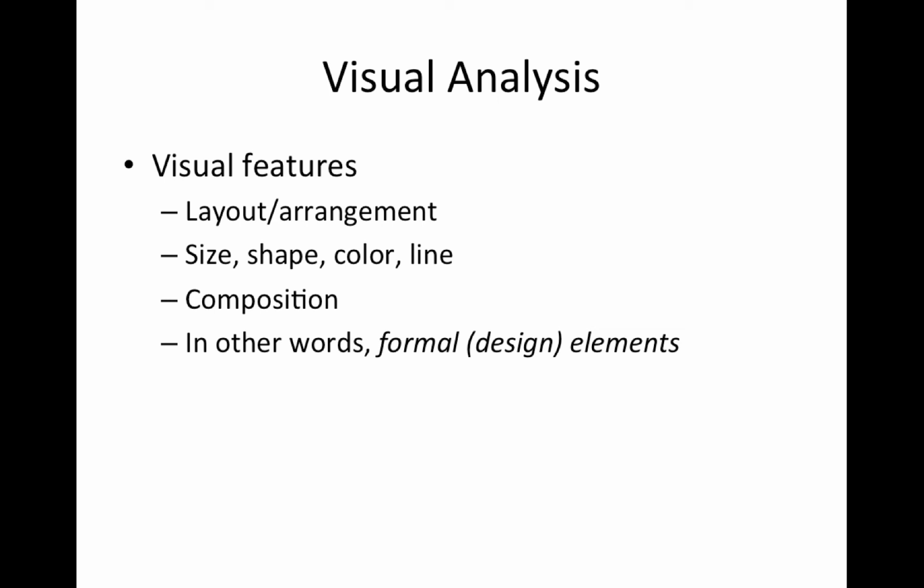For example, we can think about how things are laid out or arranged, which gives some images priority over others. We can think about size, shape, color, and line. So these are basic art or design elements that make a visual more or less pleasing to look at. Composition overall. So this has to do with a combination of visuals and texts and how everything is laid out. These are formal design elements.